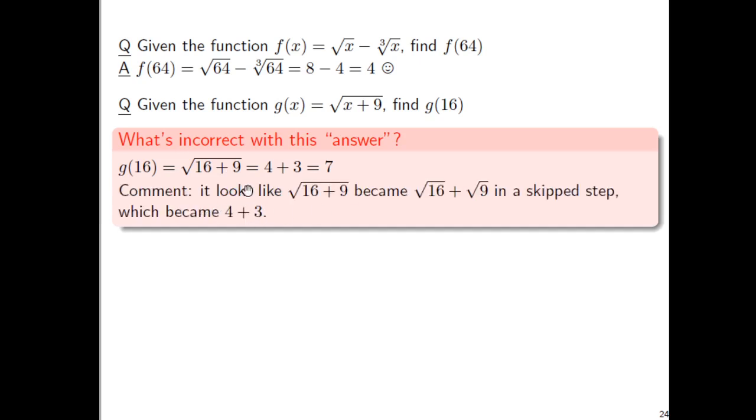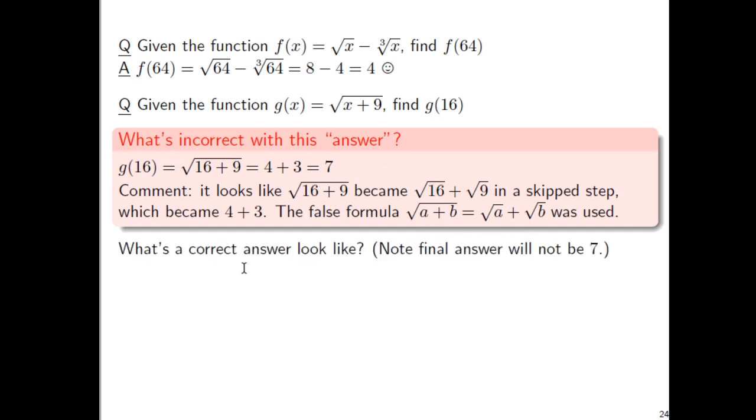What happened here is it looks like root 16 plus 9, sorry, let me say that faster, root 16 plus 9. It looks like there's a skip step where somebody turned that into root 16 plus root 9 in that skip step, and then that became a 4 plus 3 because root 16 is certainly 4 and root 9 is certainly 3. The problem is within the skipped work, root 16 plus 9, that shouldn't become root 16 plus root 9. That's using this false formula.